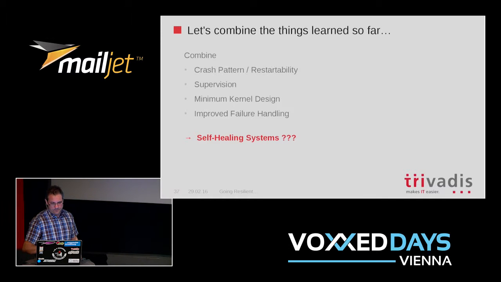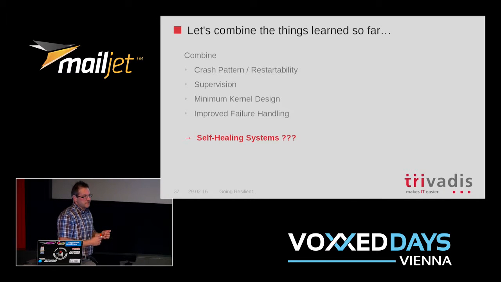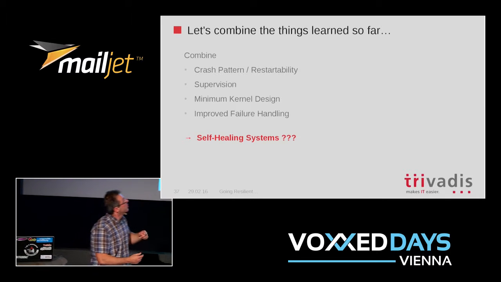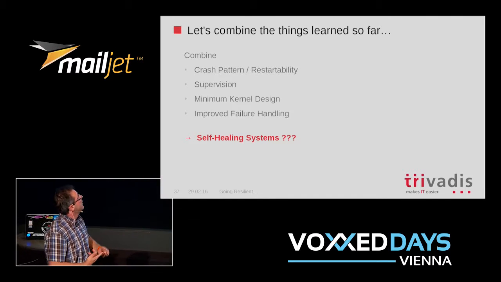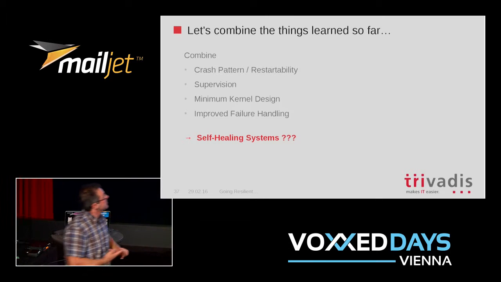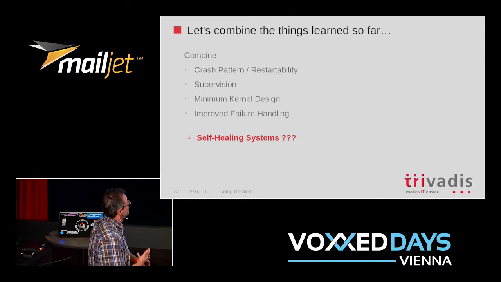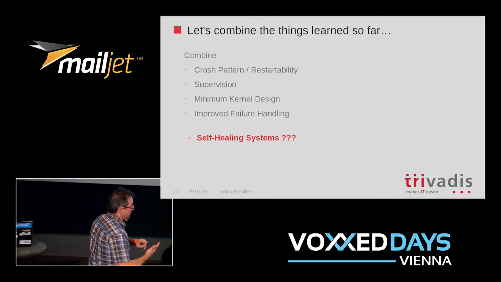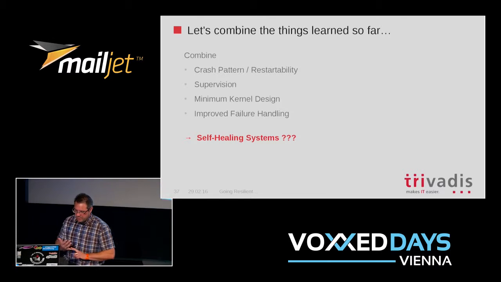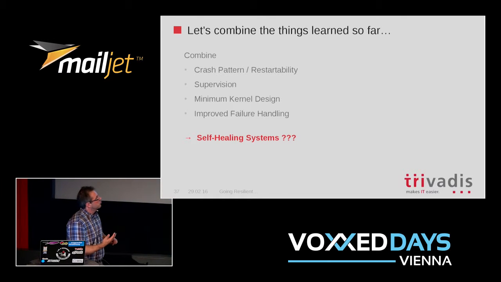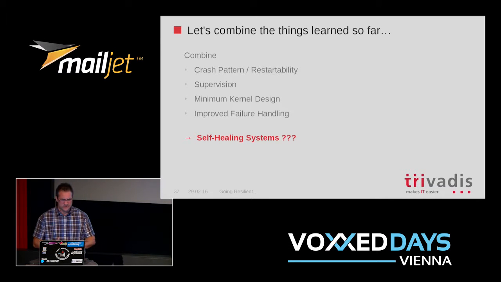And when we combine that so far, we have components that can crash. We can isolate them, run them in an isolated mode. We can restart them. We have supervision in place. We have that minimal kernel design, correct state management, and we have failures that really are modeled correctly and also observed. Is the question, is that enough that our systems are self-healing? I would say we are already quite close.